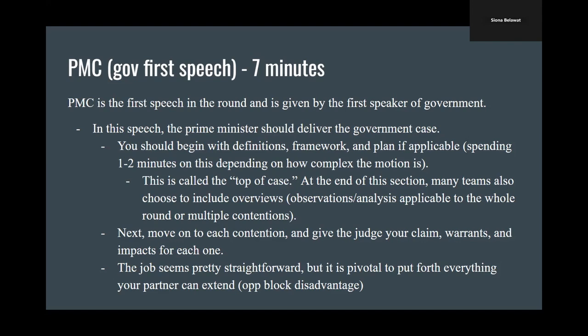It is obviously not a good thing to abuse this power and make your definitions and policy plan very skewed to your side to a point where your opposition literally cannot garner offense. It is not good to do that. But it is a privilege to be able to set these definitions and framework in the round so that they can benefit you.